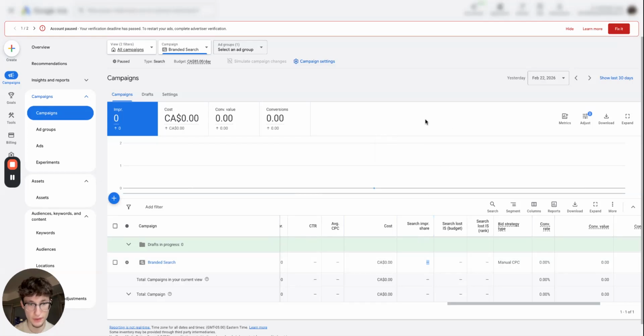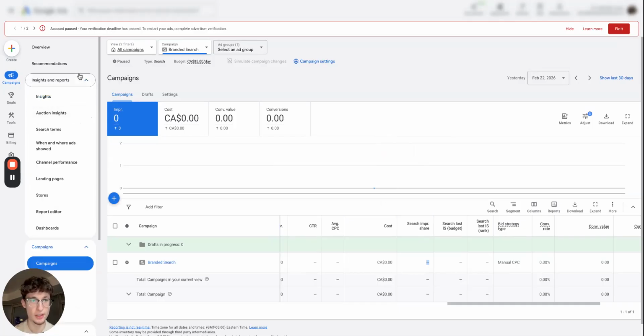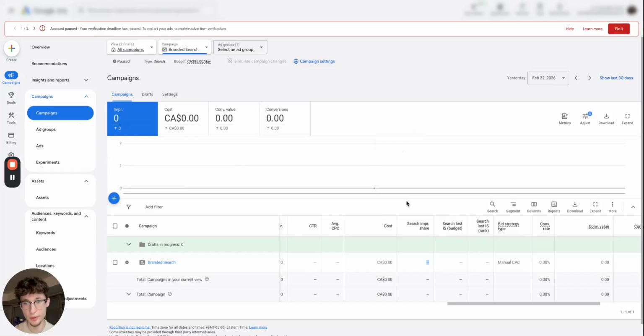Typically speaking, you want this at least 80, 85%. Especially if you have high competition, or if you go to auction insights right here and you see a lot of competitors popping up. It might not even be that they're intentionally bidding on you and have a separate campaign for competitor conquesting on your name. What's happening is they're running broad match or performance max, and as you know, it matches to competitor queries as well naturally. Even though they're not intentionally doing it, you still need to protect yourself.